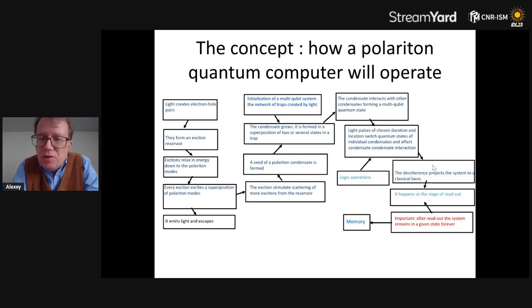But what is very important is that after readout, the system survives. It just stays in that state, and it can stay forever until you switch off pumping. And this is very important because this is memory. So the polariton system is very powerful because it combines the possibility of doing quantum operations, quantum simulations, but also once it becomes projected to the classical basis, then you keep in memory the result, the solution, and you can keep it for a long time, as much as you need.